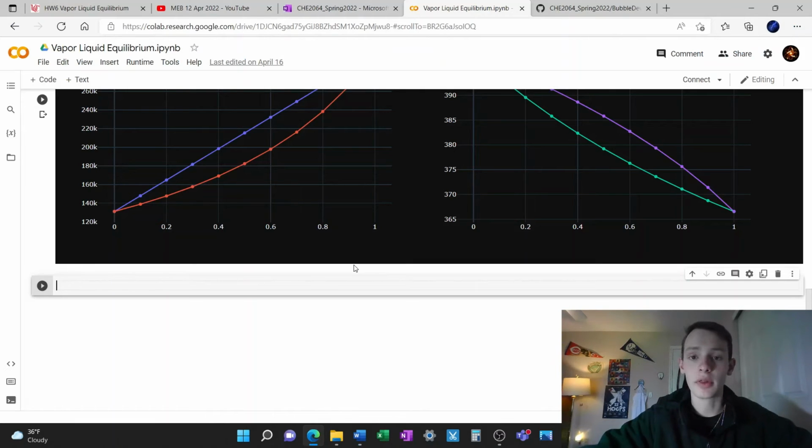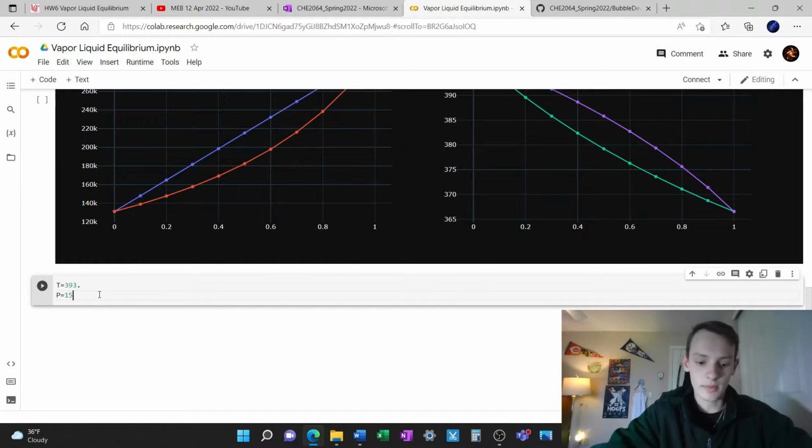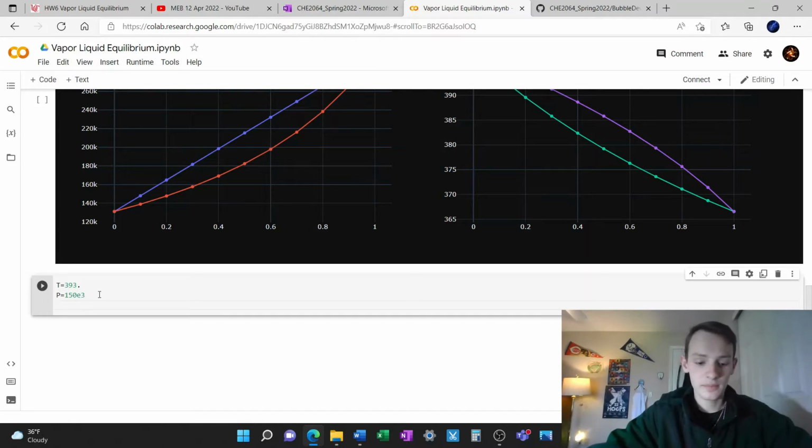I'm going to use the vapor-liquid equilibrium notebook that I had in a previous video for this calculation. So let's set our temperature to 393 Kelvin. Our pressure is going to be 150,000 pascals. What else do we know here? Well, we know that the total flow rate, which I'm just going to denote as S, is 10 moles per second.